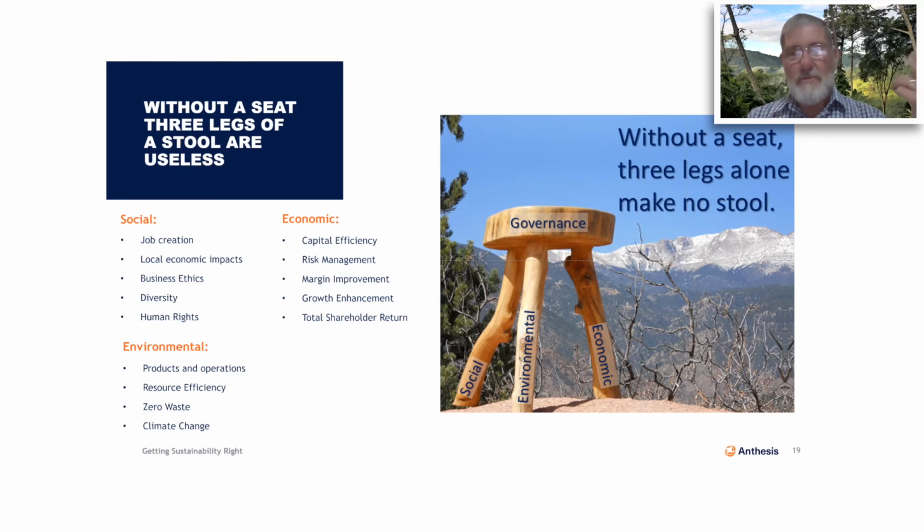Without that governance, policies and procedures and rules, this may just go away, by having anybody who's strong and able to take leadership to drive it. But if that person leaves, then it may go away. So having governance that's built into the business practices is key. So without a seat, three legs of a stool are useless.